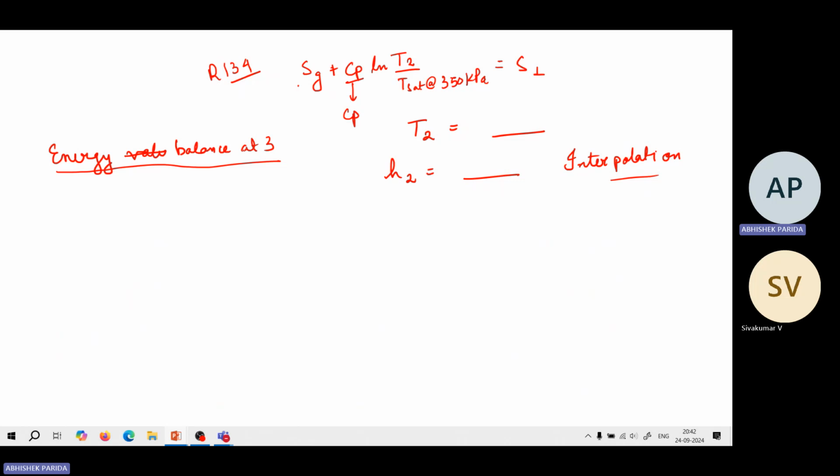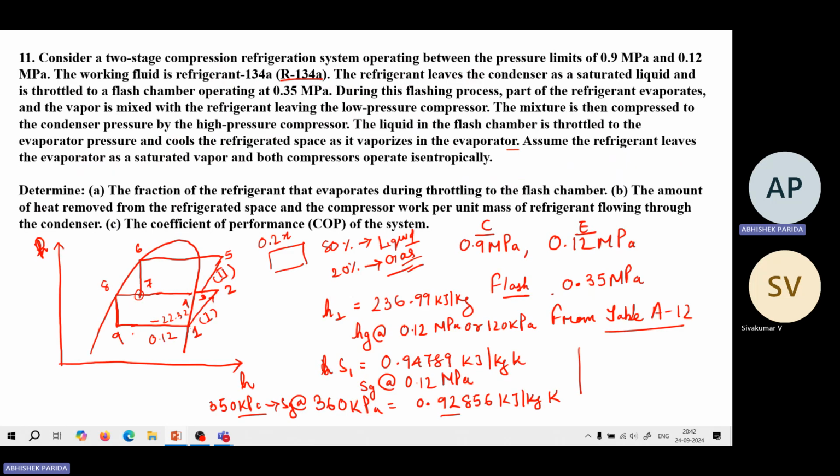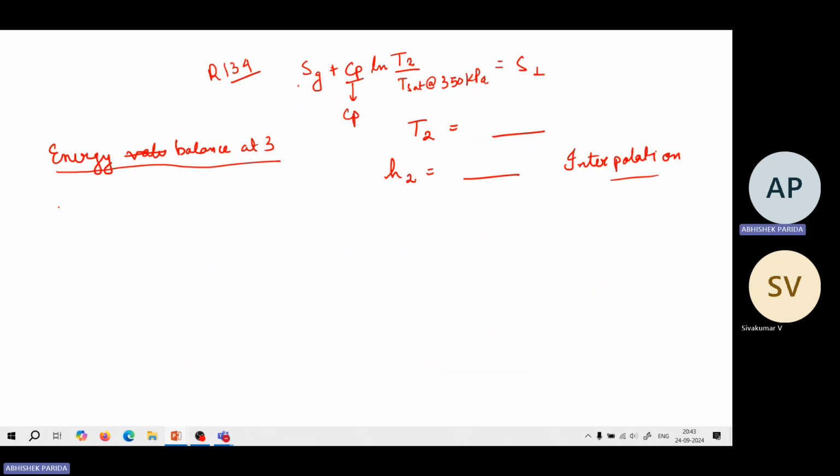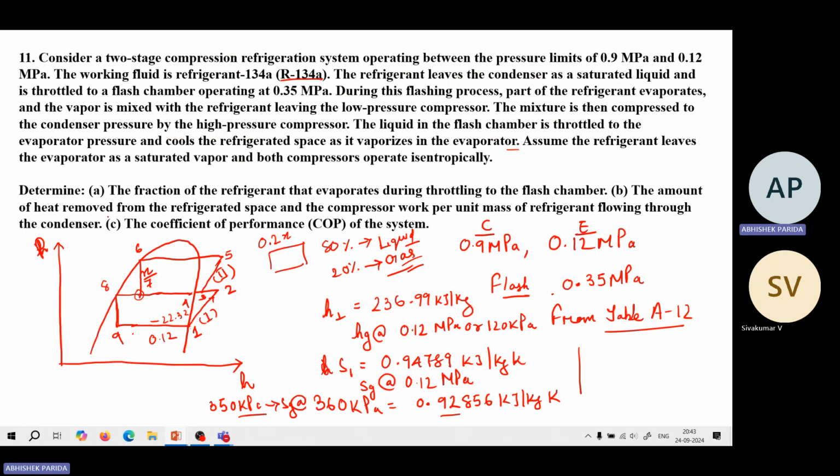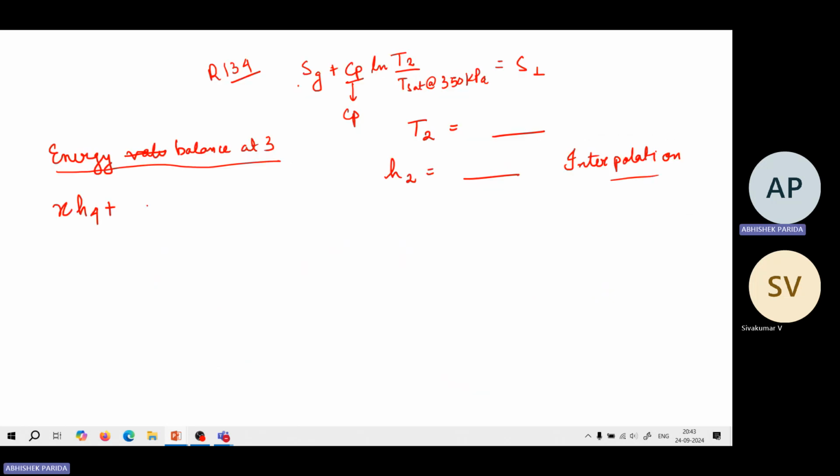At 3, let us say the quality here is X. That means X amount from the flash chamber will go into the compressor inlet. What is its enthalpy here? That is the Hg, which I have named as 4. So X into H4 plus, what is the other thing coming inside? It is the compressed vapor, that is H2. That is (1 minus X) into H2.